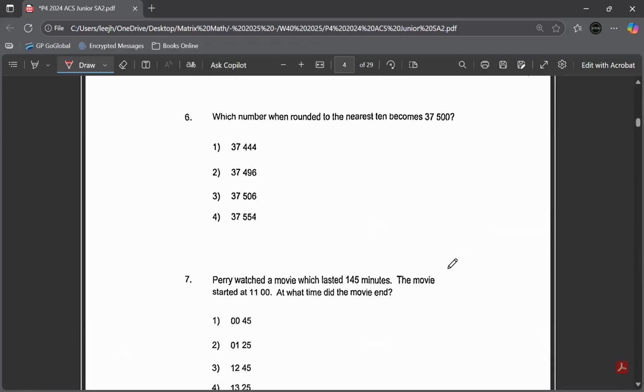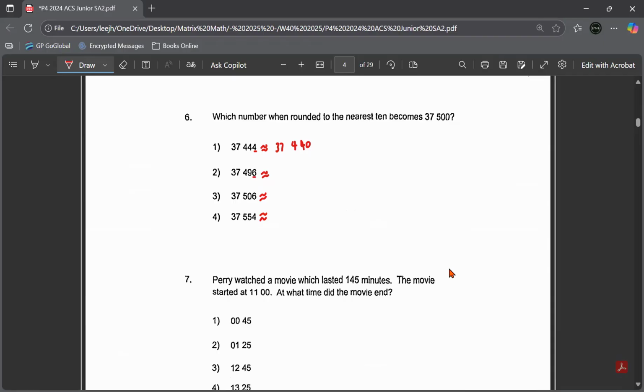Question 6. Which number when rounded to the nearest 10 becomes 37,500? So you just round off. You round to the nearest 10 for each number. Then you will know your answer. Okay. So if you want to round to the nearest 10, you need to look at the ones place. So if you look at the ones, this is 4. That means rounded to the nearest 10 is 37,440. You remain, because it's not 5 and above. So you cannot round up the tens place.